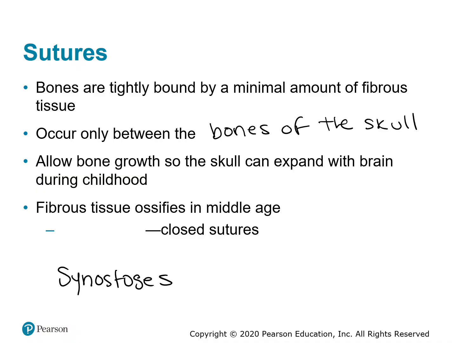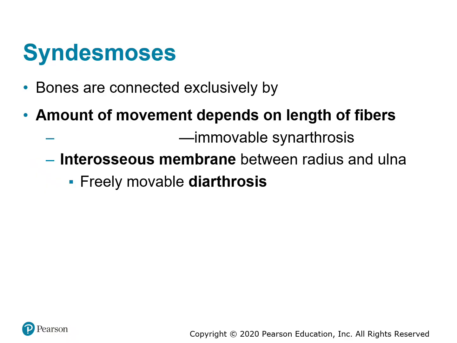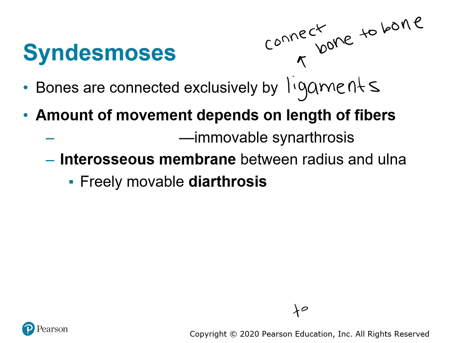Synostoses. Okay? Makes sense, though. You see osteo, you think bone. Syndesmoses. Syndesmoses are bones that are exclusively connected by ligaments. Ligaments are pieces of connective tissue that connect bone to bone. A tendon connects muscle to bone.